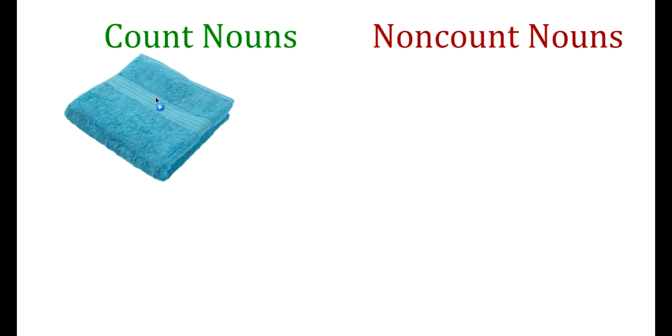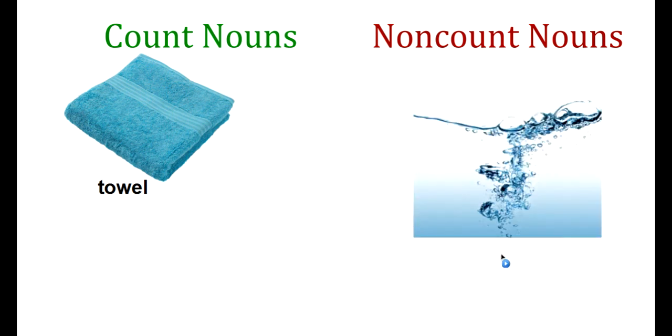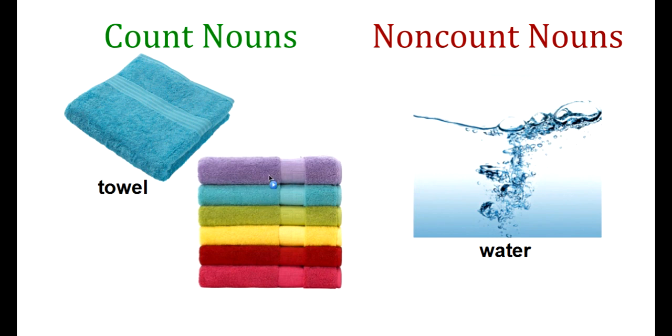An example of a count noun could be the word towel. An example of a non-count noun, water. What makes towel a count noun is that it can take both a singular form and a plural form. Note the S here. Towel, towels. I have more than one towel, so it's plural. You can't do that with water. You can't say I have more than one water. It's not a possible thing because the concept of water is uncountable.